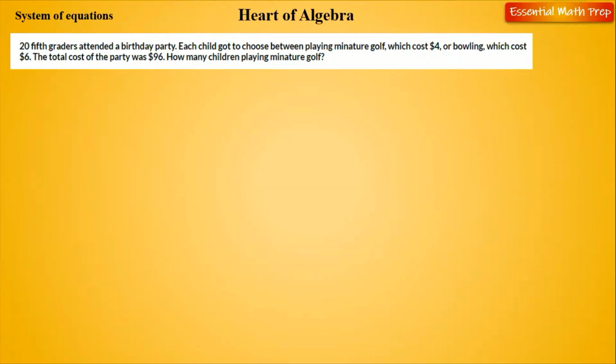Welcome back to another video on the topic of system of equations. Let's continue. We have 20 fifth graders at their birthday party. Each child got to choose between miniature golf or bowling. The cost of playing miniature golf is $4 and the cost of bowling is $6. The total cost of the party was $96. How many children played miniature golf?